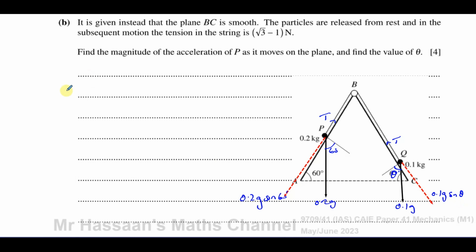Okay, so if we consider P, it's accelerating. This will accelerate in this direction, and that will accelerate in that direction, because this is heavier than this side, so it's going to fall down this way. It's going to slide down this way, because it's heavier.